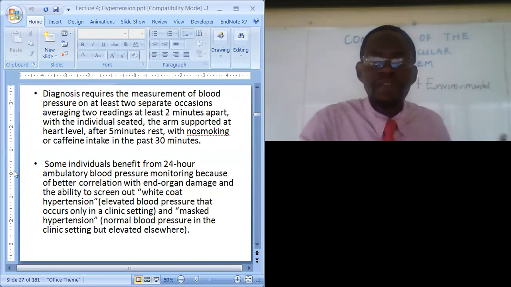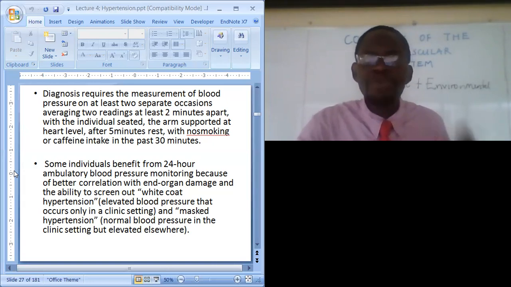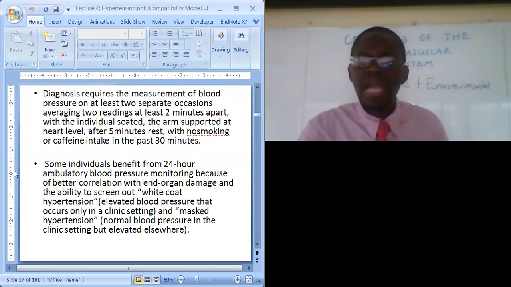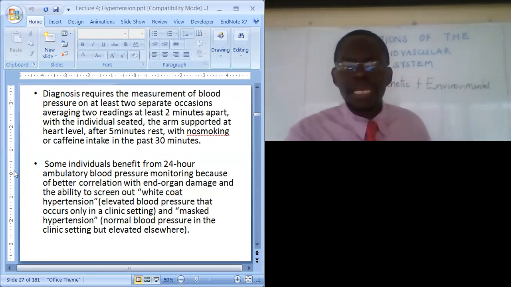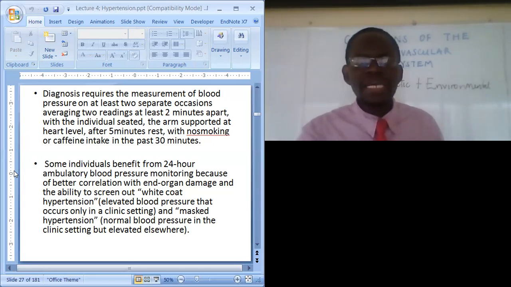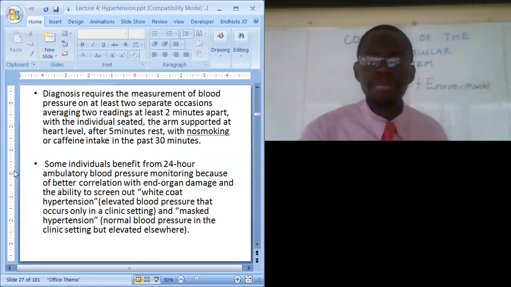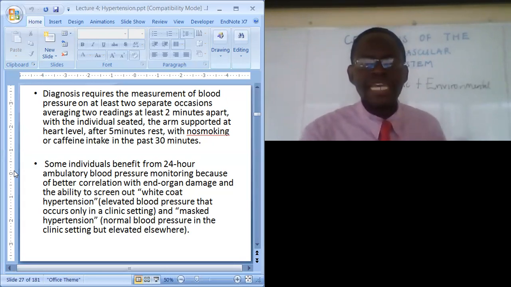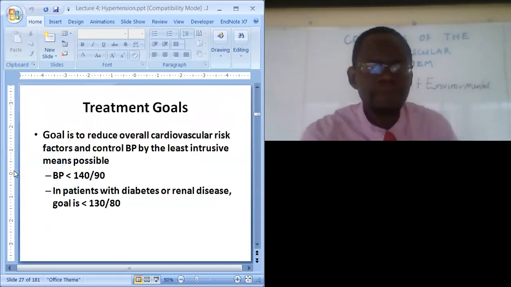Now it's very hard to diagnose hypertension then. So the good thing is to give them an ambulatory blood pressure monitoring cuff, or machine. It also helps us with what we call masked hypertension. In other words, this is normal blood pressure in the clinic but elevated elsewhere. When you come to the hospital or the clinic, you have a normal blood pressure, but when you go away, it becomes elevated. So it helps us with masked hypertension.